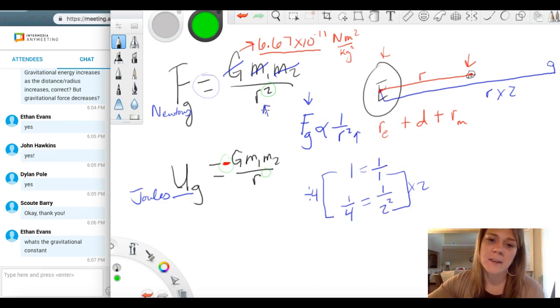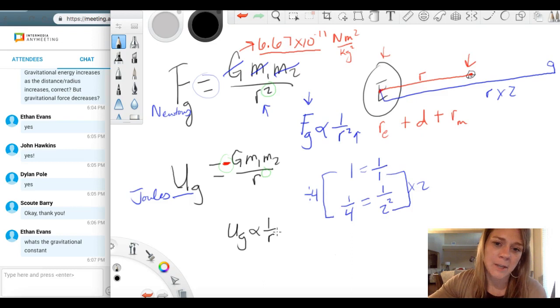So one might think that the relationship between potential energy and distance is similar to that of force and distance. It just doesn't decrease as quickly. But the negative sign makes all the difference in the world. Because this is a negative, it's really saying that this potential energy does the opposite thing that the force does. So as the distance between the centers increases, force decreases, right? But over here, if I have an increase in R, I actually have an increase in gravitational potential.